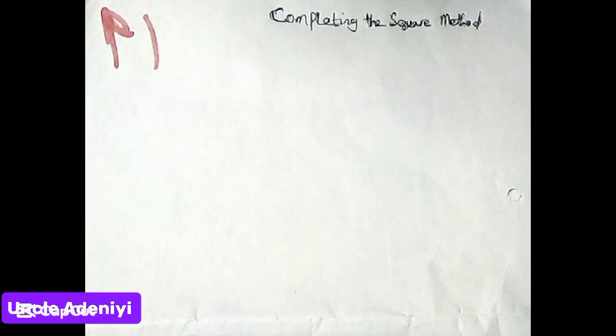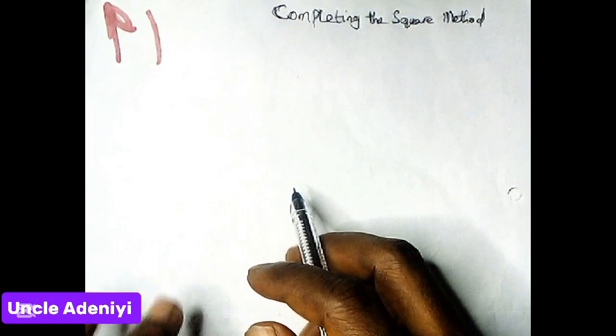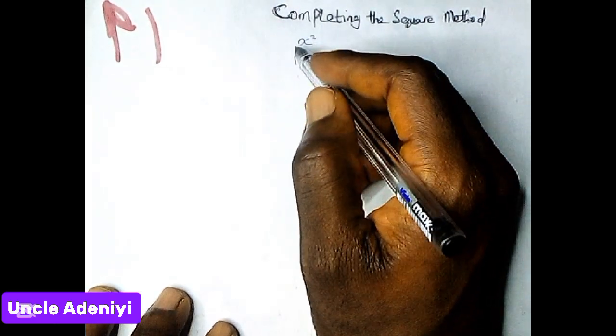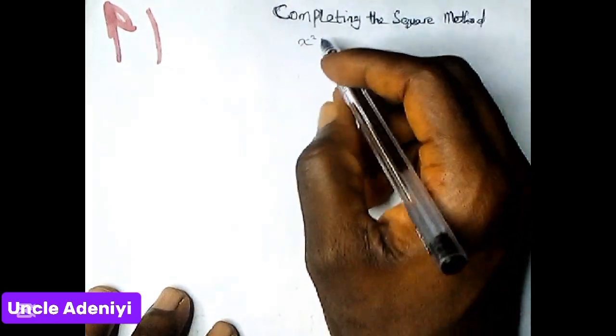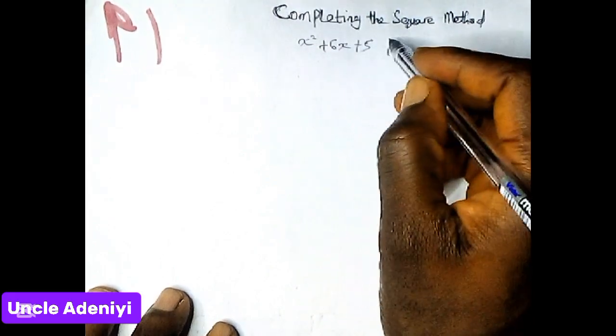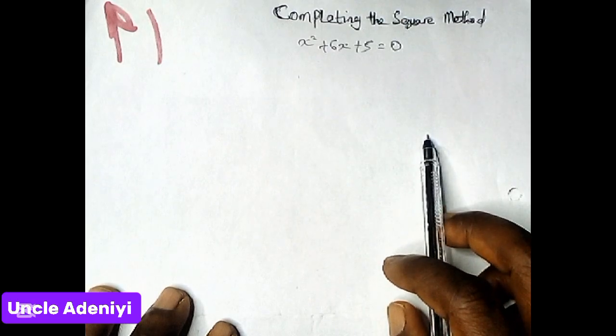Now let's continue under our topic, which is called quadratic equation. Today we'll be talking about the completing the square method. Let's go straight. If they say solve the quadratic equation x squared plus 6x plus 5 equals 0, you're asked to solve this using the completing the square method.